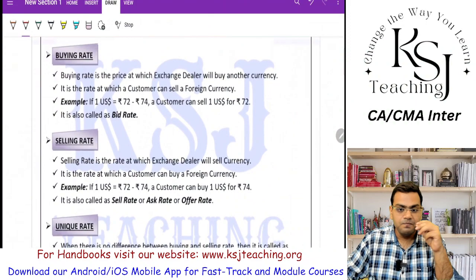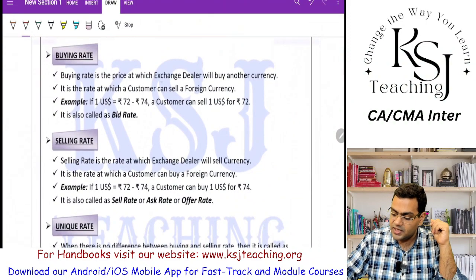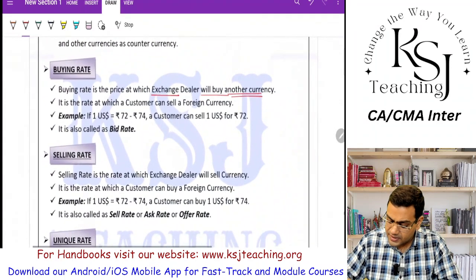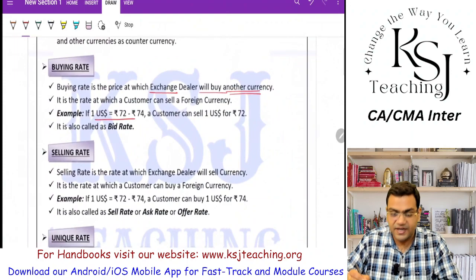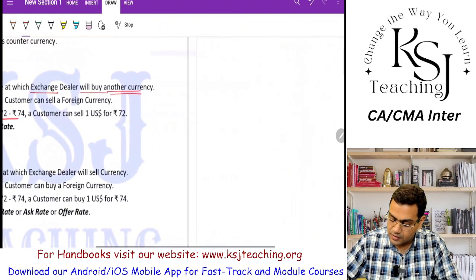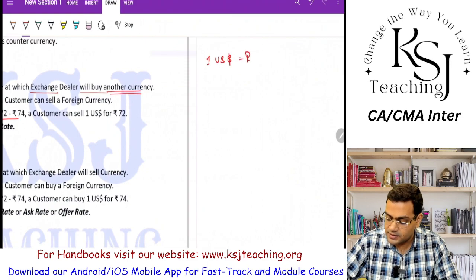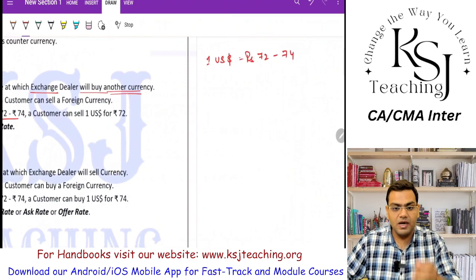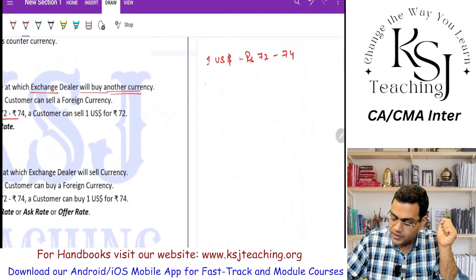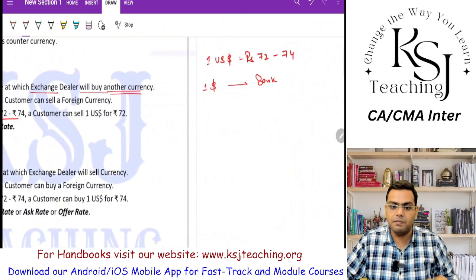Now the buying rate. Buying rate is the rate at which the exchange dealer will buy another currency. Now let's say it is denoted as 1 US dollar is equal to 72 to 74. Now what does it mean? It is written as 1 US dollar is equal to rupees 72 to 74. Now let's say you have $1 with you. You go to the bank and you say that I want to exchange this dollar for rupees.